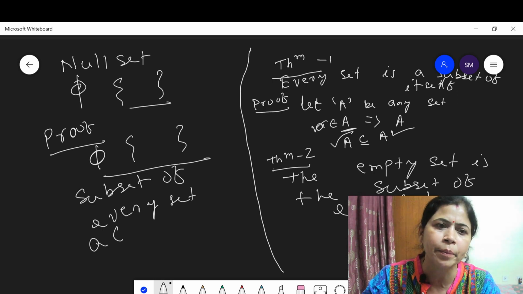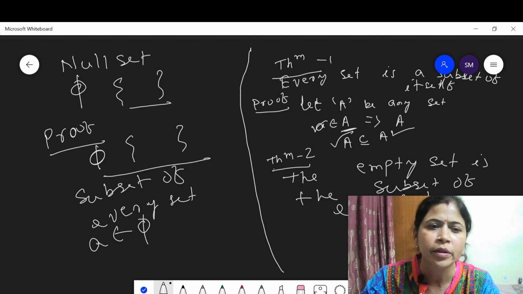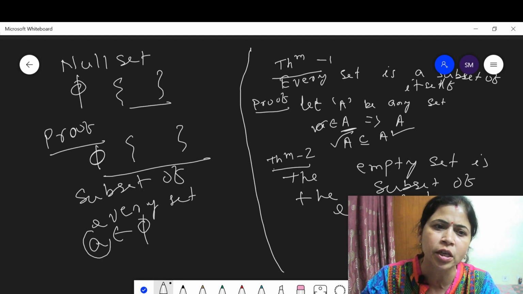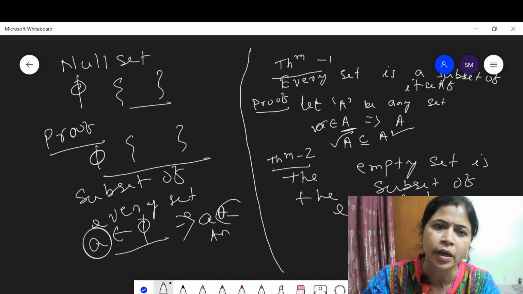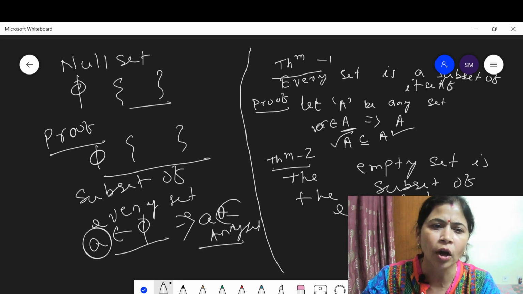If a belongs to the null set, this is not possible because nothing is present in a null set. If a belongs to the null set, this implies that a belongs to any set. This means the null set is a subset of each set.